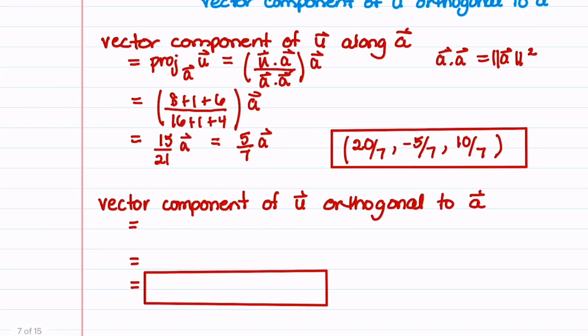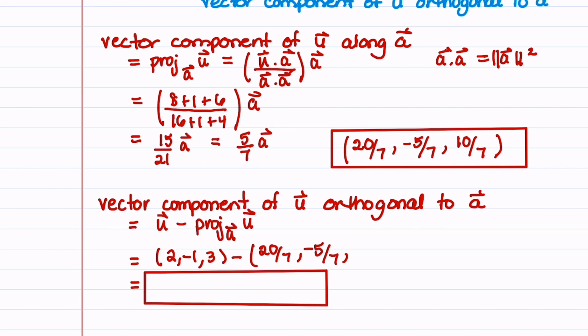The vector component of u orthogonal to A is the vector u minus the projection of u onto A, which is what we just found. So this is going to be our u, 2, minus 1, 3, minus what we just found, 20 over 7, minus 5 over 7, 10 over 7. This gives us a minus 6 over 7, a minus 1 plus 5 over 7, which gives us a minus 2 over 7. And then lastly, 21 minus 10 gives us an 11 over 7.